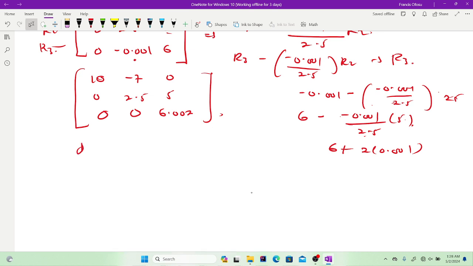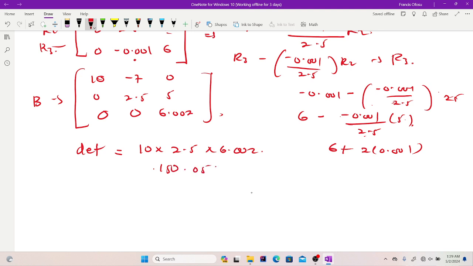So at this point, we can find the determinant of this new matrix. We can call it matrix B. And the determinant of matrix B is given as 10 times 2.5 times 6.002. Is that not it? Let me multiply them. 6.002 times 2.5 times 10. So that gives 150.05.